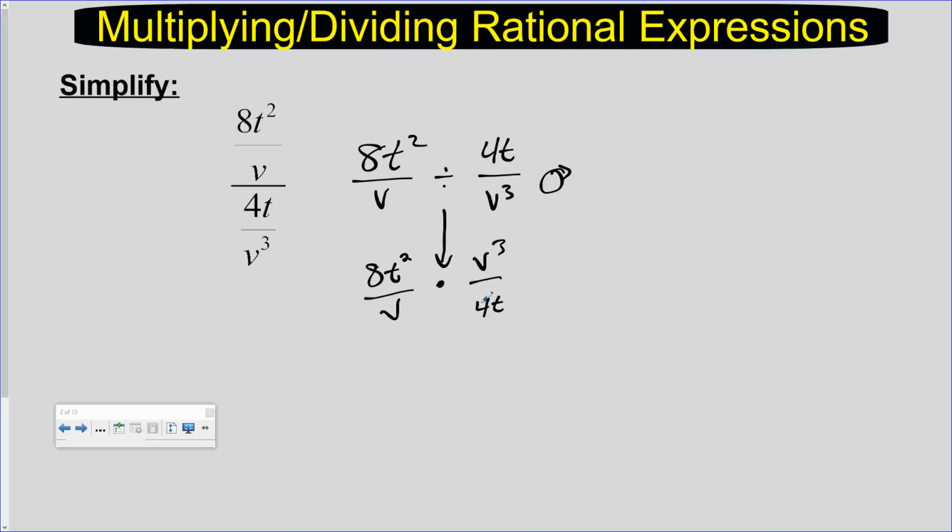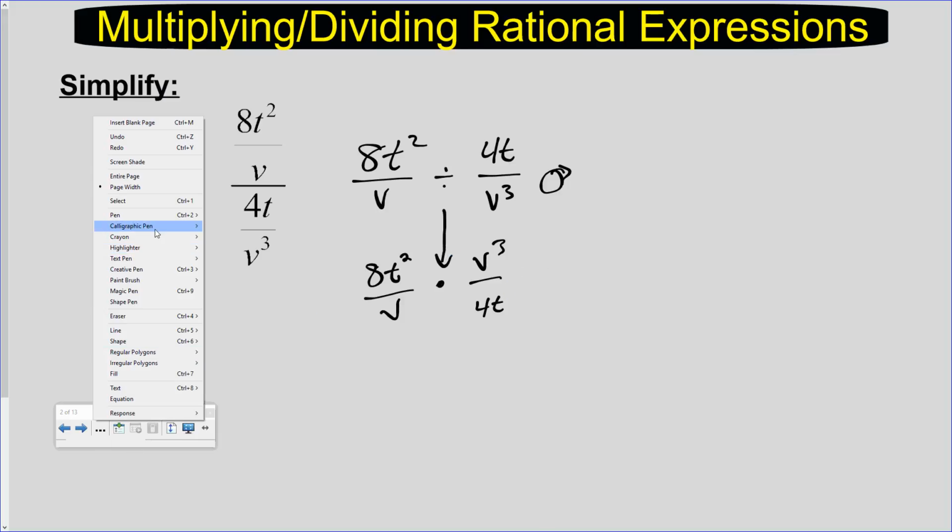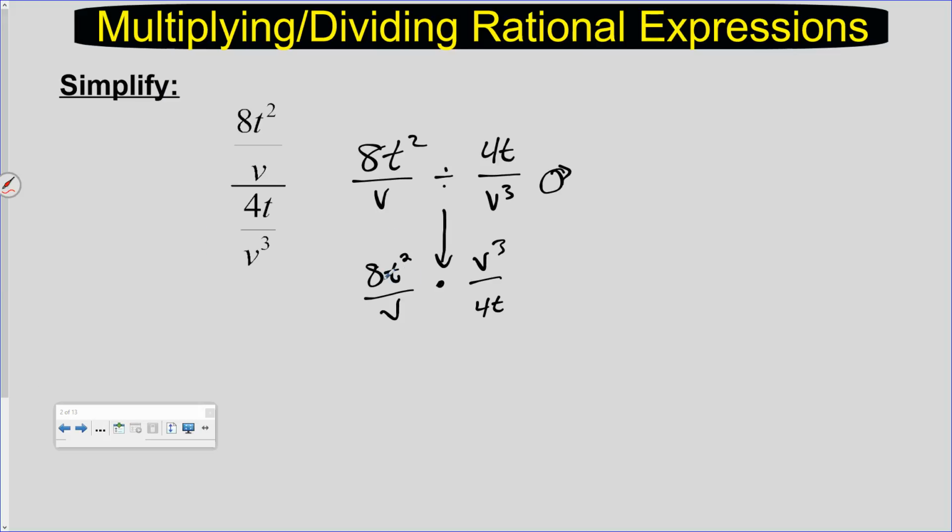We have a couple choices, though. We can either reduce now or reduce after. If we're going to reduce now, we're going to notice that 4 and 4 have a common factor of 4. So if I divide both of those by 4, we'll get a 1 and a 2. And if I have a t squared up top and a t in the bottom, I can cancel those out as well, and this will just become a t to the first up here.